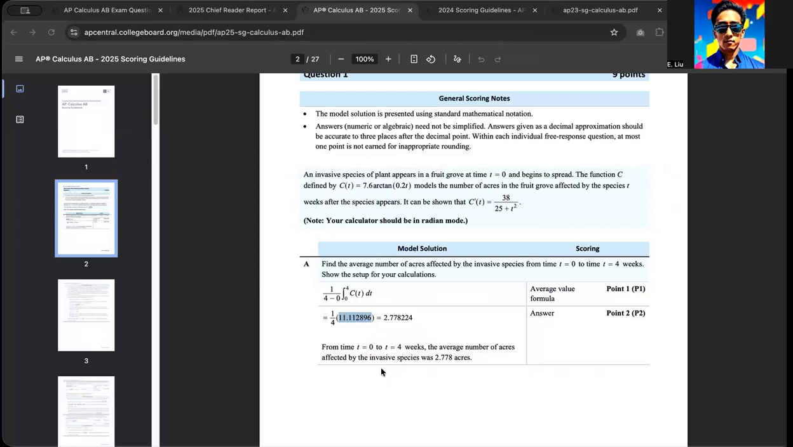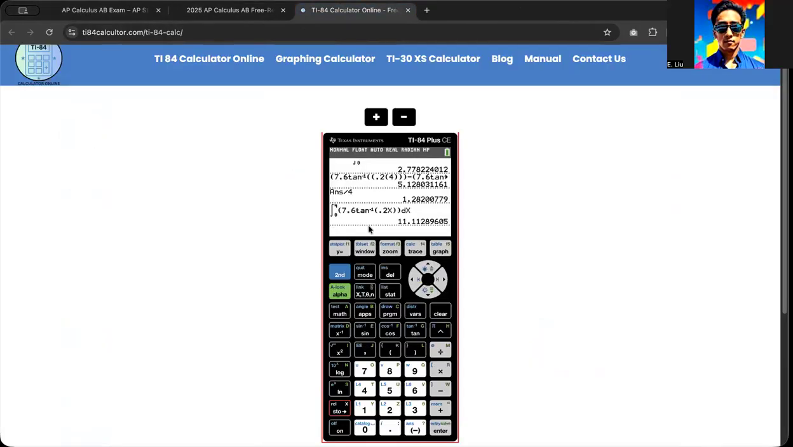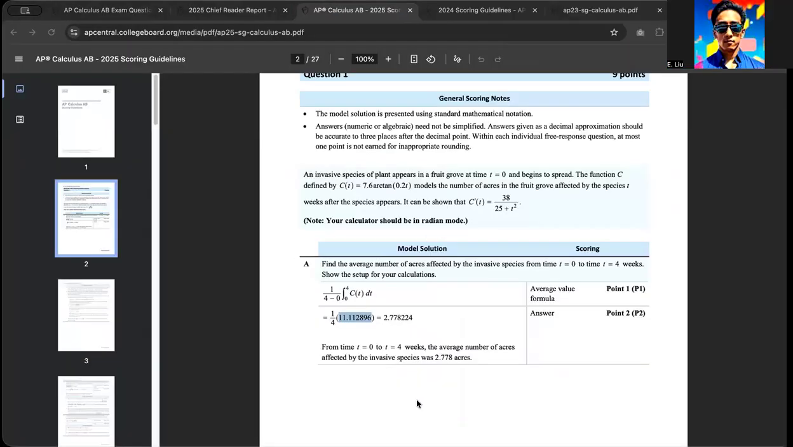You can see in my calculator as well, this is our original equation. That's our answer. We divide that by 4. So you could just take this and say answer divided by 4. And that's how we get 2.778 as our answer here. Let me switch back over. And you can see 2.778. You just need to be able to show that.